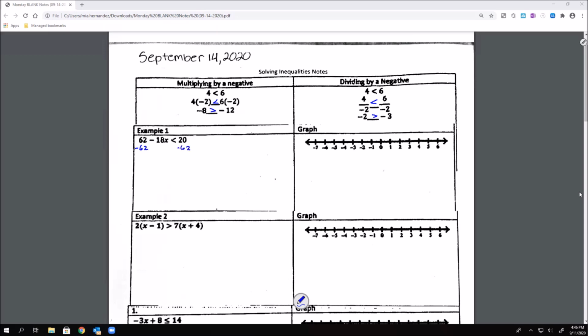On that left-hand side, my 62's cancel out. I'm left with a negative 18x. I still keep my less than sign. And now over here, I have a negative 42. Let's keep going. I now have negative 18 times x. The inverse of my multiplication is division. So I'm going to divide both sides by negative 18.